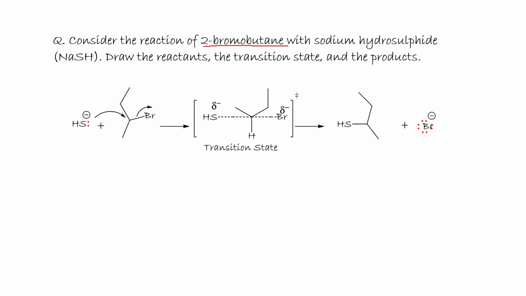Consider the reaction of 2-bromobutane with sodium hydrosulfide. This is a secondary alkyl halide, so we can expect that this reaction goes through the SN2 mechanism, the sulfide attacks with elimination of bromide. This is a transition state. This is linking, this is going out. This is a transition state and higher in energy. Br is out and S is linking to the carbon, so this is the new product, and Br is out.